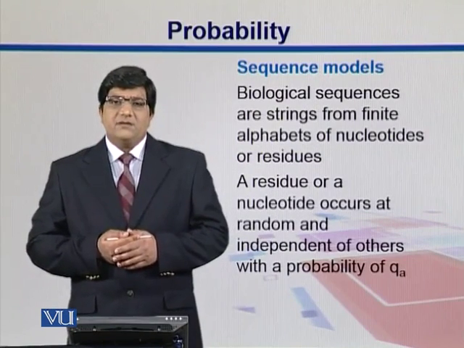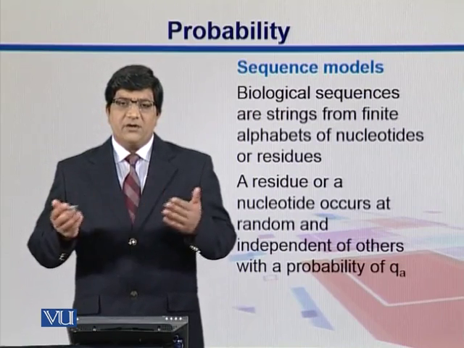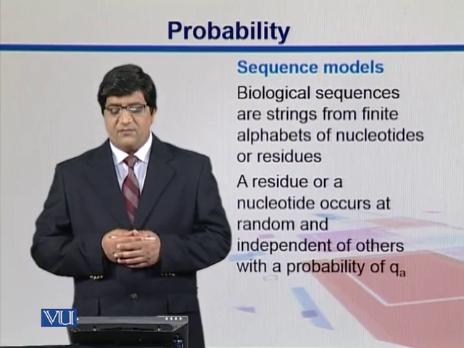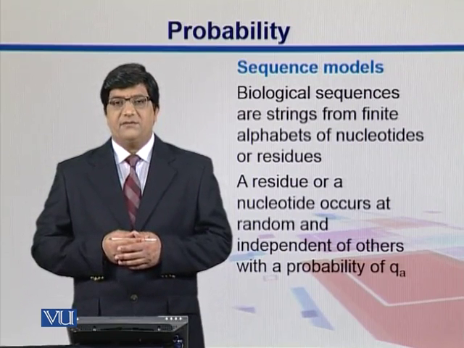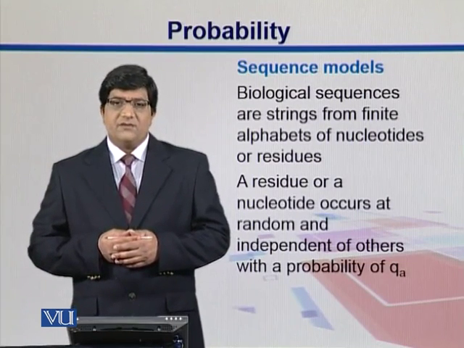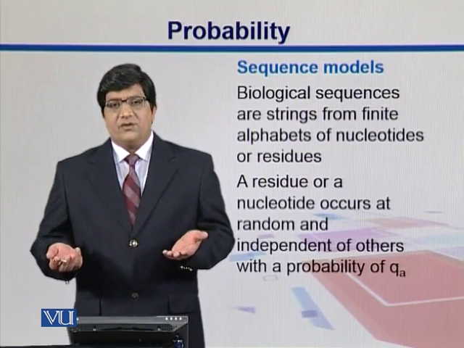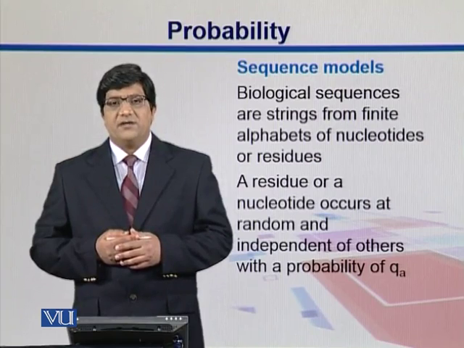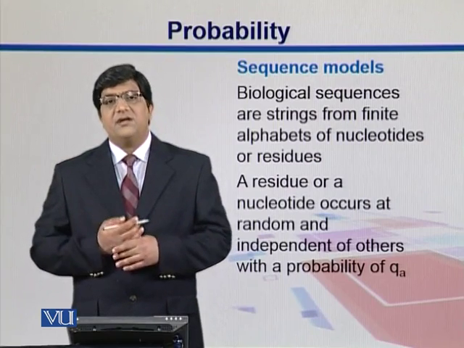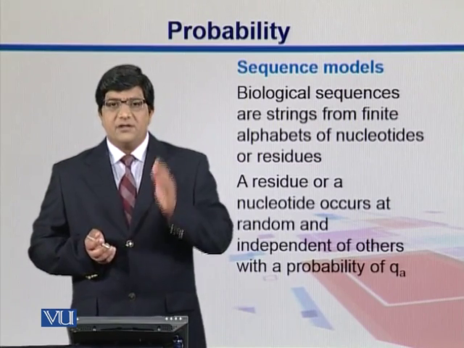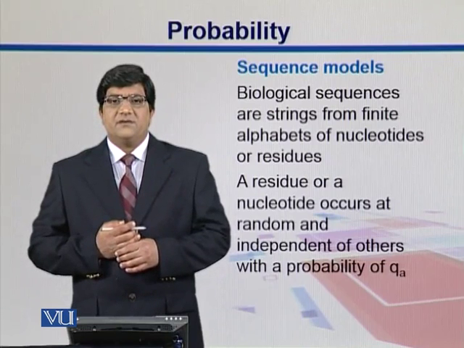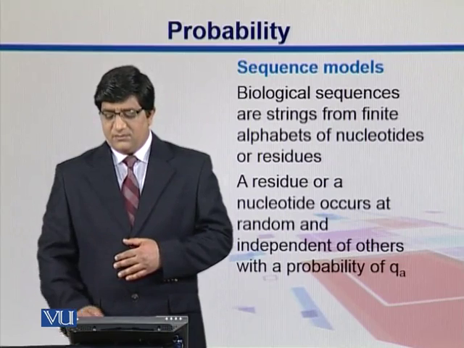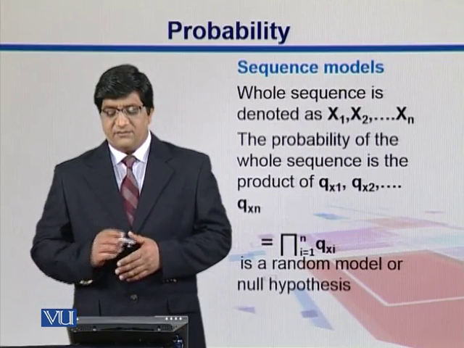How can we model those biological sequences? Biological sequences are strings from finite alphabets of nucleotides or residues. So sequences are coming from either the 4 nucleotides or those 20 amino acids. We can model them. We can associate each nucleotide at a particular position with its probability. And in this way we can simulate the whole sequence like this.